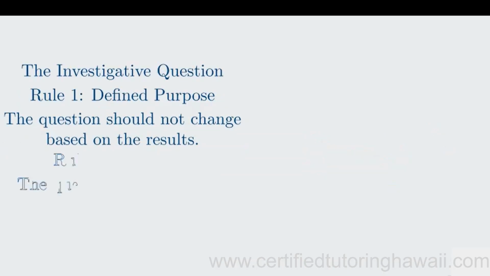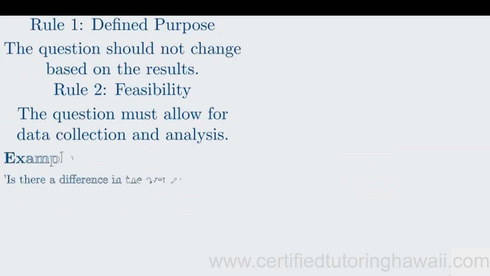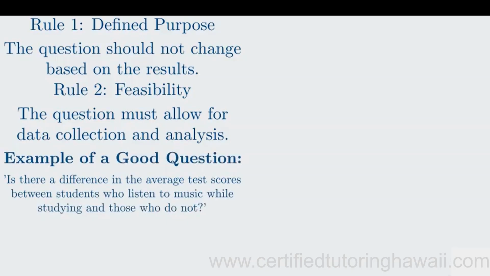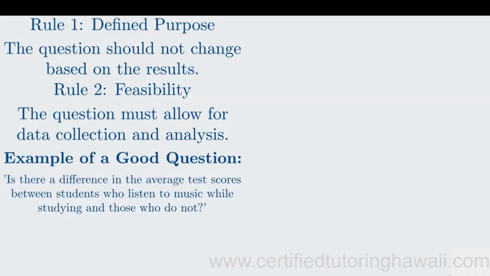Rule number 2 is feasibility. The question must allow for data collection and analysis. If I ask, what is the favorite food of every alien in the universe? That is not a statistical investigative question because I cannot collect that data. Let us look at an example of a good question. Is there a difference in the average test scores between students who listen to music while studying and those who do not? This question is clear, has a defined purpose, and we can actually collect data from a sample of students to answer it.